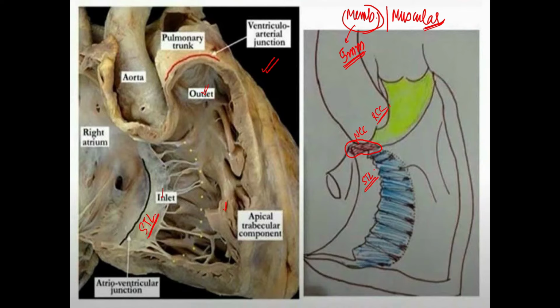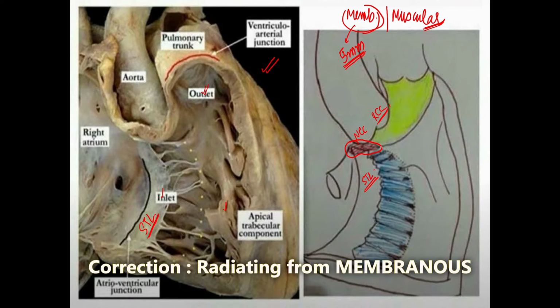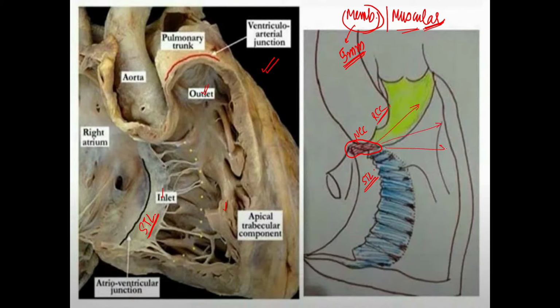Then, radiating out in all the directions like spokes of a wheel is the second part of septum called muscular septum. So, we have a membranous septum and a muscular septum. Membranous septum, you should remember, is bound superiorly by aortic cusps and inferiorly it radiates out into the muscular septum.